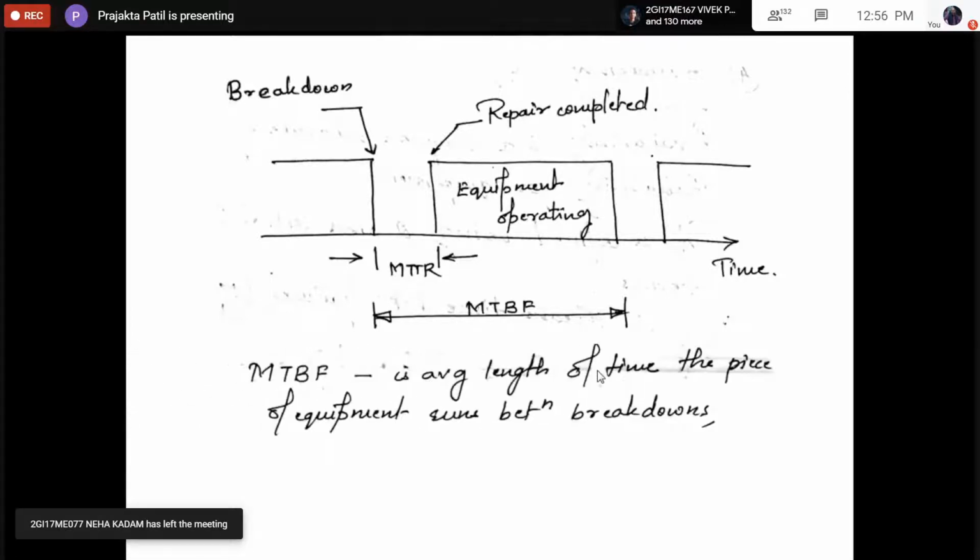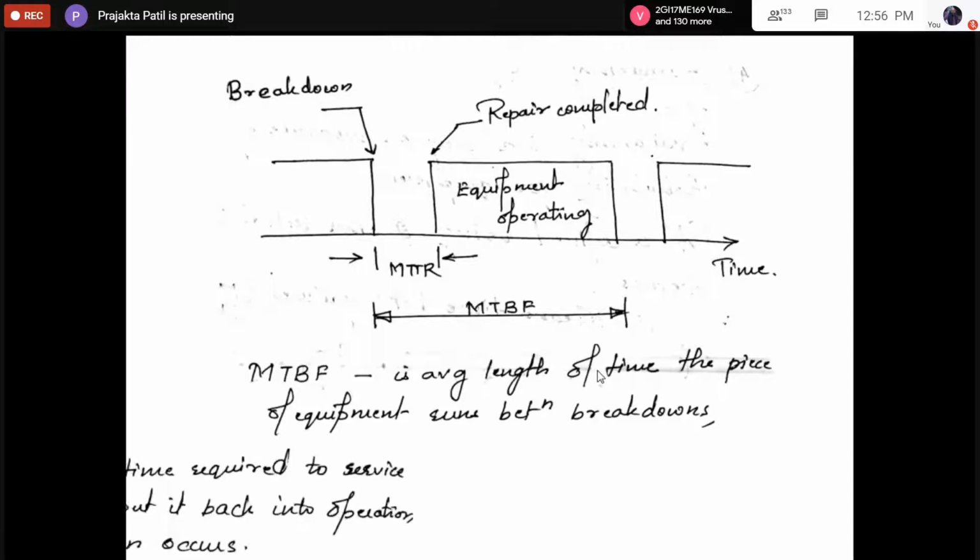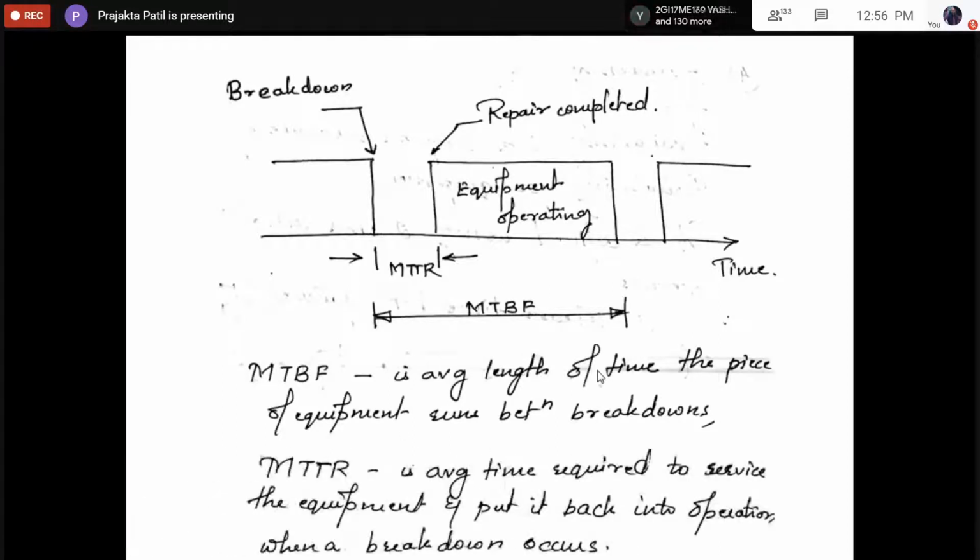So what is mean time between failure? It is the average length of time the piece of equipment runs between breakdowns. And what is mean time to repair? It is the average time required to service the equipment and put it back into operation when a breakdown occurs.